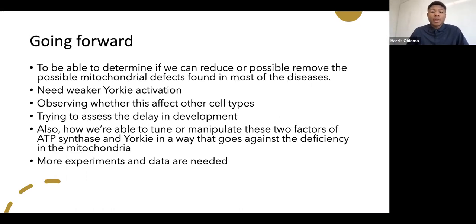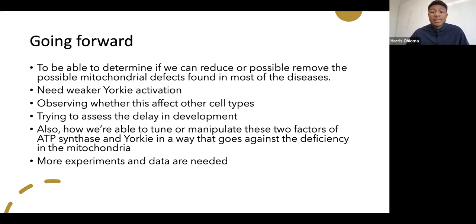So going forward, we should be able to determine if we can reduce or possibly remove the mitochondrial defects found in most of these diseases. To do that, we need to find a weaker Yorkie activation, because that was highly activated Yorkie. And then we need to observe whether this can affect other cell types. The cell types we primarily looked at were epithelial cells. We could look at neurons, muscle cells, and maybe adipocytes.